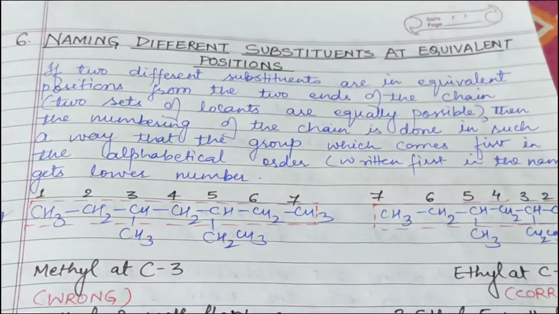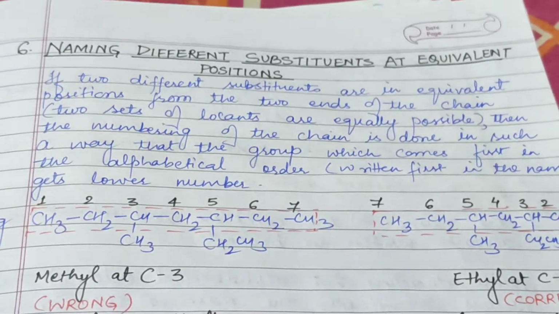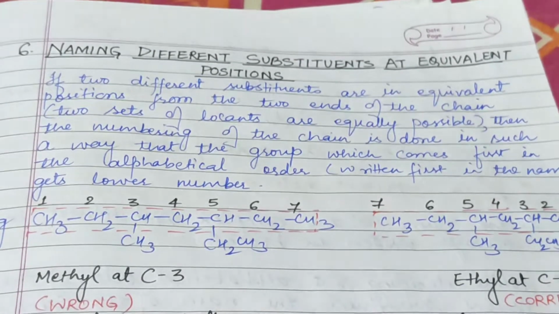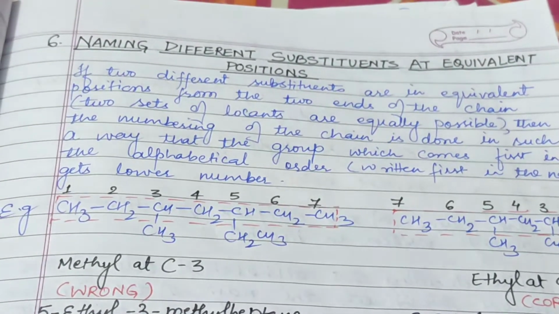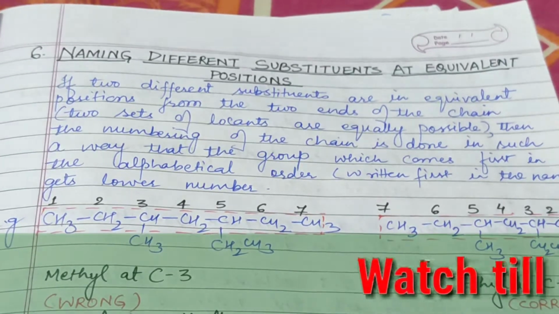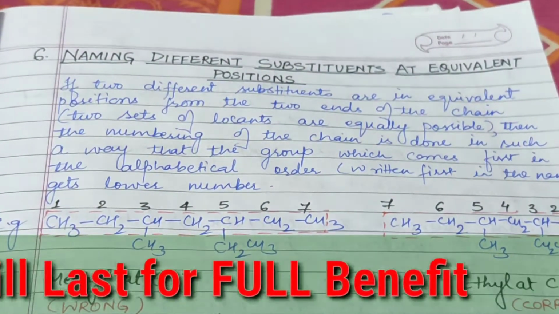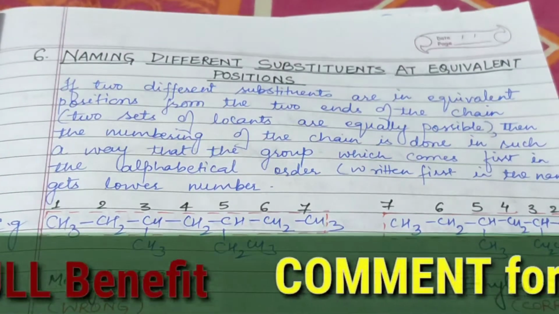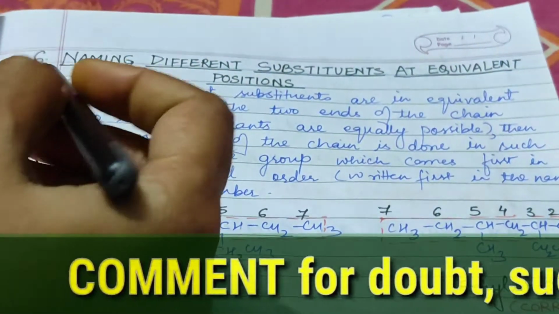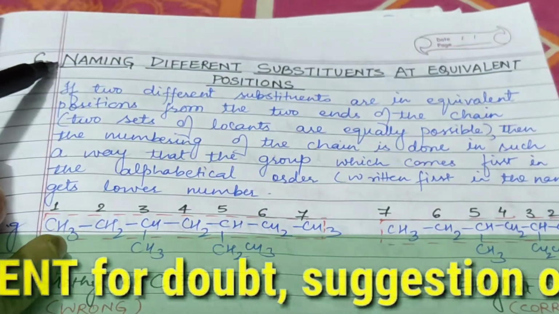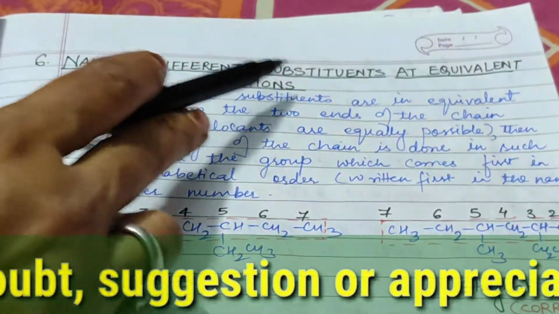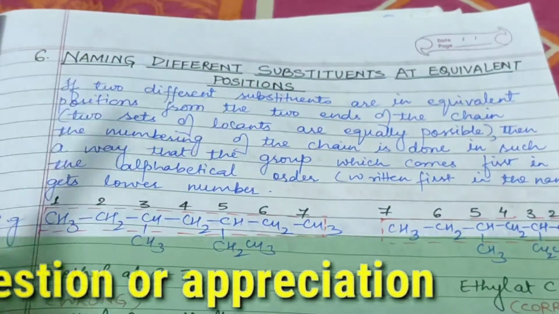Hello students, today we will continue our yesterday's video regarding nomenclature of saturated hydrocarbons. I had already explained 5 rules. Today we will discuss the 6th rule, which is naming different substituents at equivalent positions.